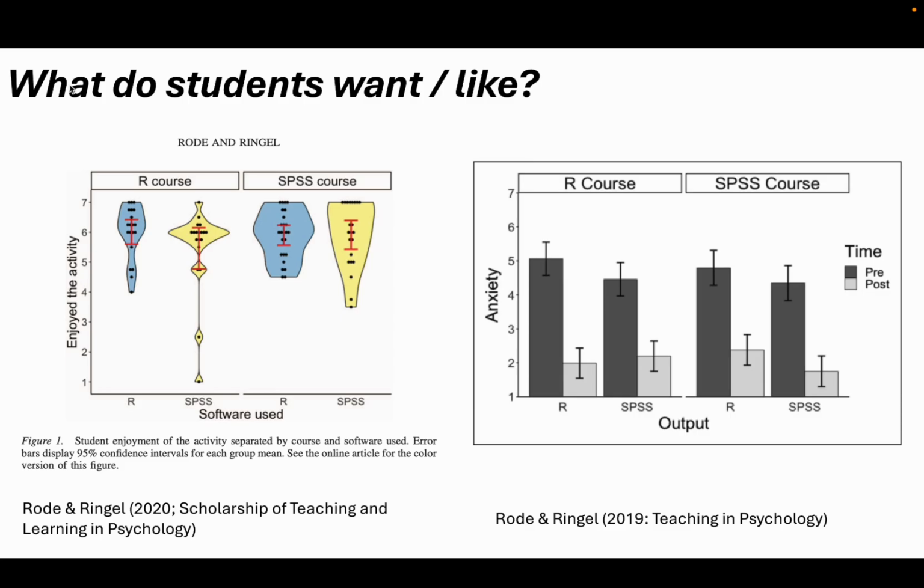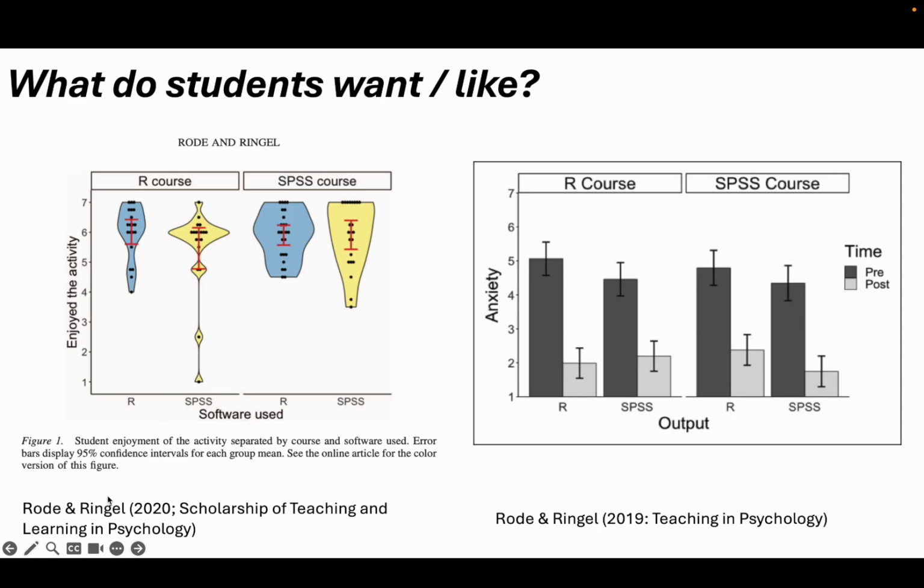And then we try and assess what students want or like from their statistics teaching. So these studies by Rode and Ringel have essentially randomised students to receive our course or SPSS course materials. In these studies, students signed up to a course, which was an R course or an SPSS course, and then they were given an exercise which either used R or SPSS. So there's some crossover.